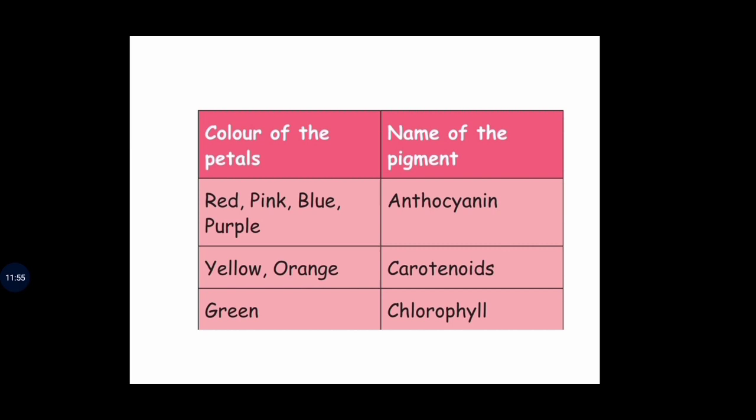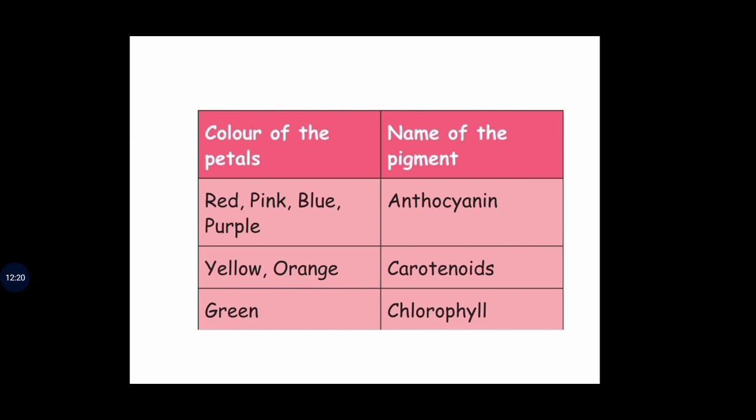Here is the table which gives the names of the pigments present in the petals. We all know that flowers are in different colors. Those colors are because of the presence of the pigments anthocyanin, carotenoids, and chlorophyll. We all know that chlorophyll is a green pigment which gives you green color. So it is very easy.